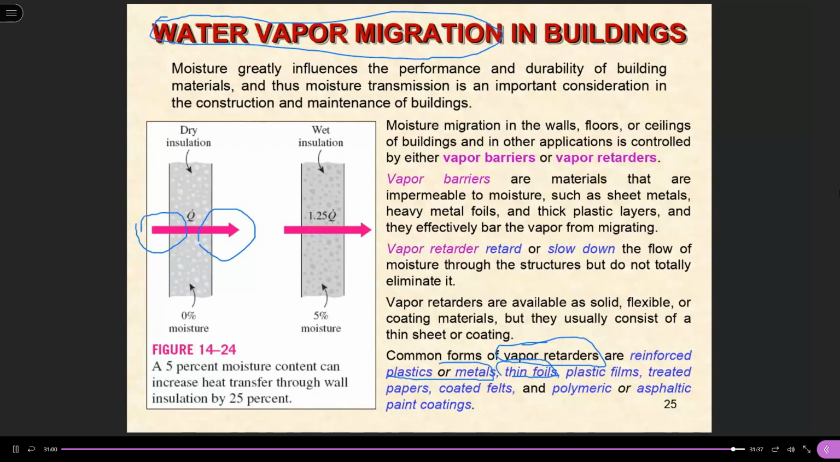But for this special application of, say, a deodorizer or dehumidifier, you have the word, I don't know whether you can read, very small letters here, dehumidifier. You want a material which has a higher diffusion coefficient.